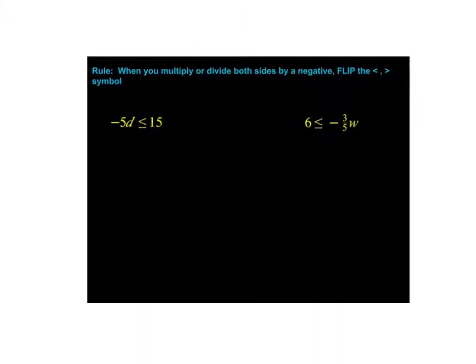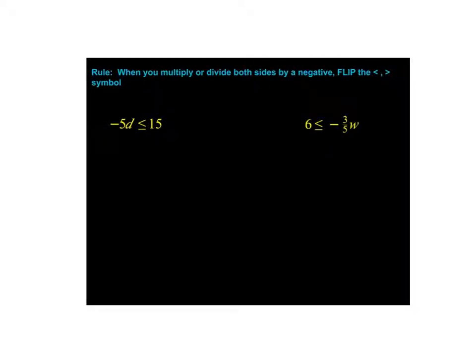Okay, so here's the rule. Make sure you have this in your notes. It is important. When you multiply or divide both sides, not just one side, by a negative, we flip the symbol. Does that make sense? All right, why don't you pause the video, do these next two problems, and then you can check it with my work.